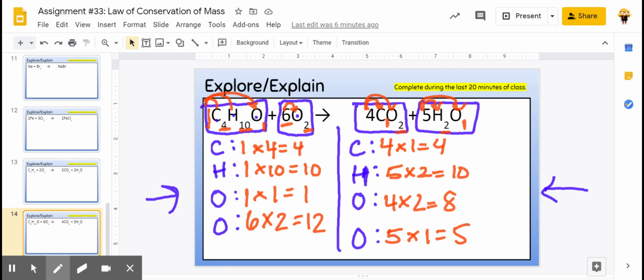So let's do our checking. There are 4 carbon, 4 carbon, 10 hydrogen, 10 hydrogen. There are 12 plus 1, 13 oxygen. 13 oxygen on this side. There's 8 plus 5, 13 oxygen on this side. Even though they're in 2 different formulas, there's still 13 atoms, 13 atoms. So overall, we would say that this equation is balanced.